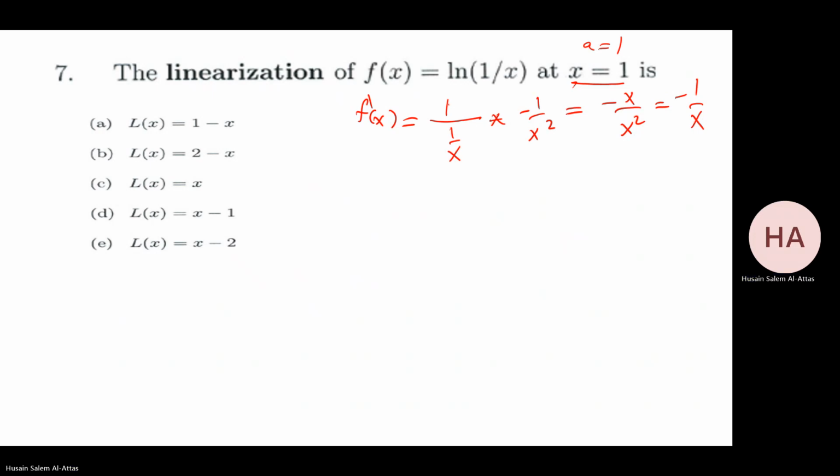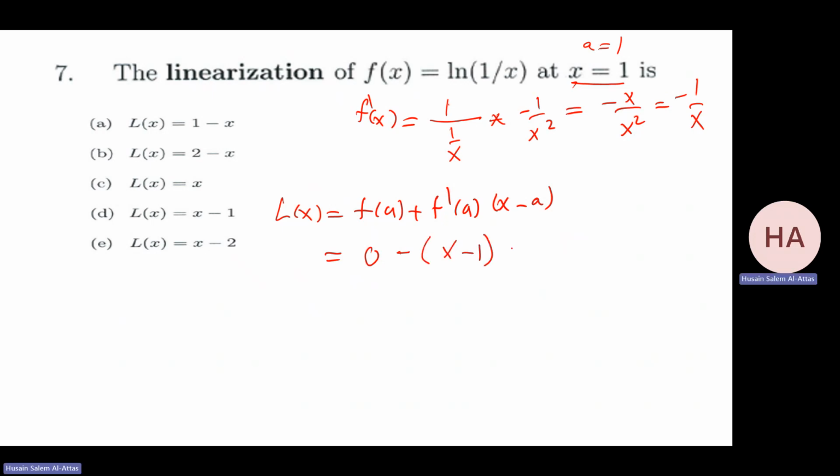Okay. Now, L of x will be f of a plus f prime at a, x minus a. f of a is what? ln 1, that will be 0, correct? Plus f prime at a, which is minus 1 over 1, times x minus 1. So it will be 1 minus x. And that is the answer.